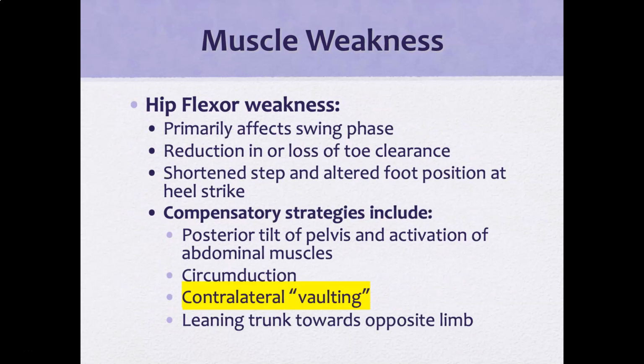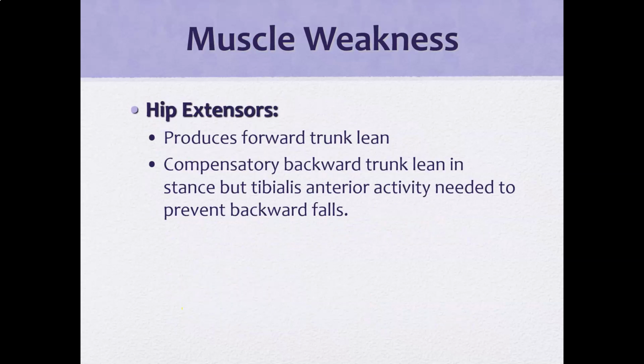What if they have hip flexor weakness? That will obviously affect the swing phase because they won't be able to flex their hip or knee. There is a reduction in toe clearance, so they'll trip, with a shortened step and altered foot position at heel strike. So how do they compensate? They'll do a posterior pelvic tilt with activation of abdominal muscles. They'll circumduct, that means swing their leg. They might vault on the other side. They may lean the trunk towards the opposite limb.